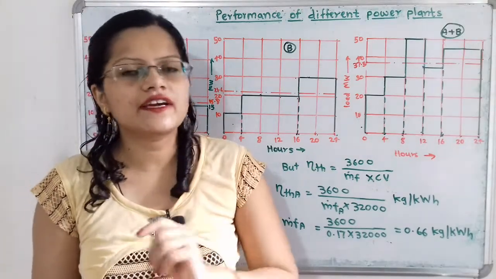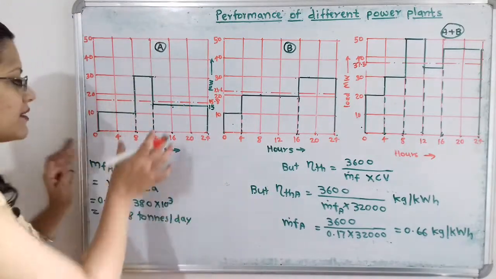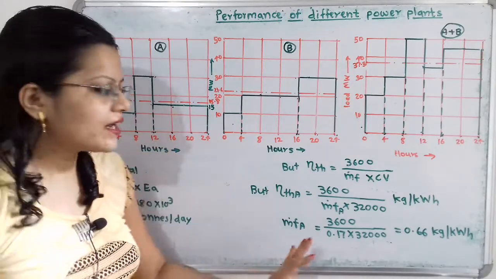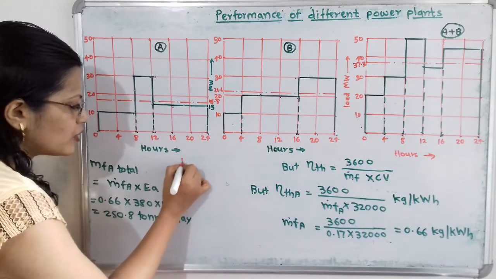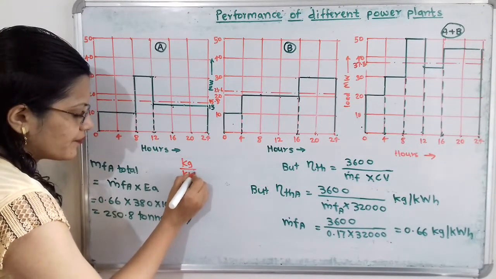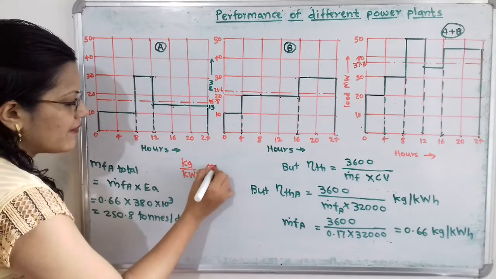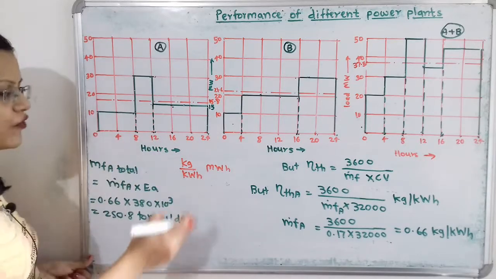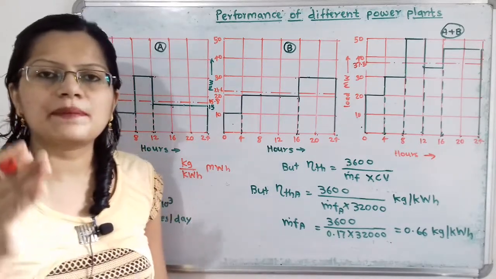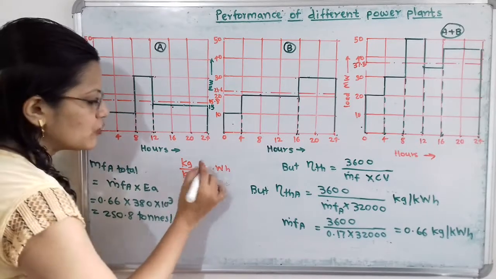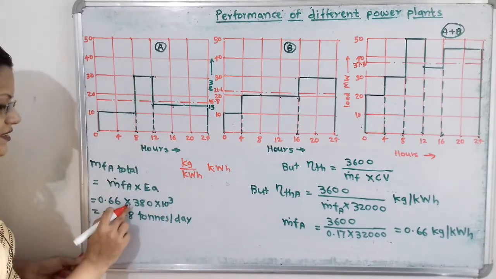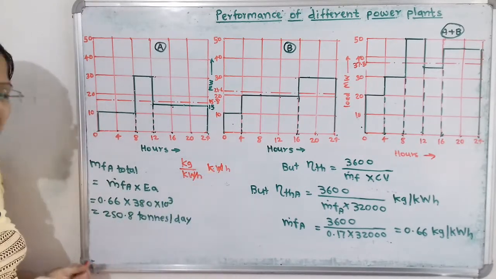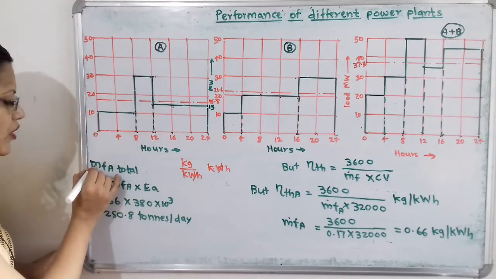Now we will observe the units here. We have to multiply the energy generated with the mass flow rate of fuel. Here the unit is kilogram per kilowatt hour, and here the unit is megawatt hour as per our calculation. So we have to convert this megawatt hour into kilowatt hour. We will take 380 multiplied by 10 raised to 3, so it will become kilowatt hour. So 0.66 into 380 multiplied by 10 raised to 3. The kilowatt hour is getting cancelled, and this is the formula for m_f total.